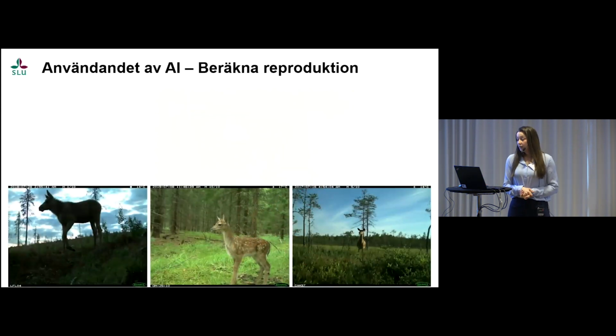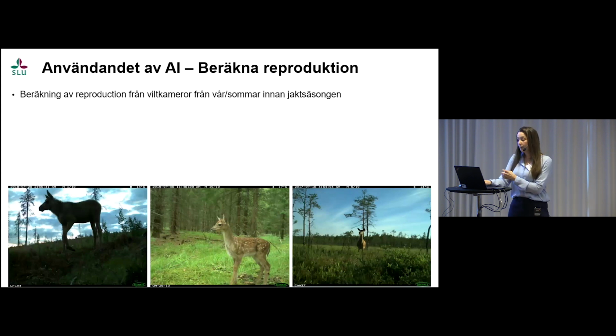So let's move to the last topic. It's about estimating reproduction. One problem that has been encountered here, and I think also discussed at the last conference, is that we would like to have an indication of the reproduction of the population during spring and summer, before the hunting season starts. So camera traps could be deployed in spring and summer, but then we have a lot of images that we have to process in a very short amount of time. And this is where maybe AI could help.